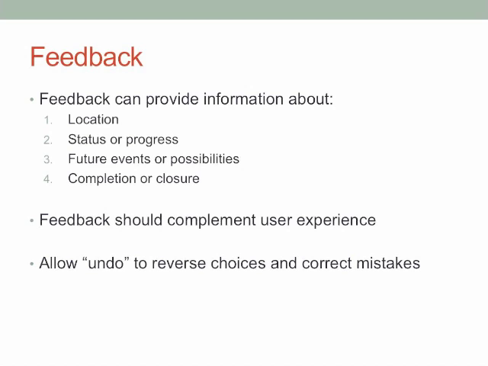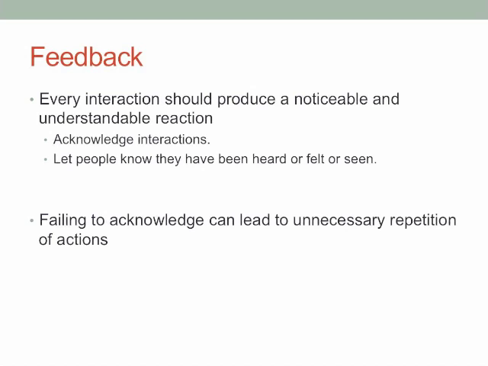Mistakes are incorrect choices, but they do not always result in errors. Undo can be used to revert to prior states to recover from a mistake or from an error that may not be understood. In order to optimize human-computer interaction, products should provide noticeable and understandable feedback after interactions. We should always acknowledge interactions, let people know they have been heard, felt, or seen. Failing to acknowledge an interaction can also lead to unnecessary repetition of actions and possibly errors or mistakes.